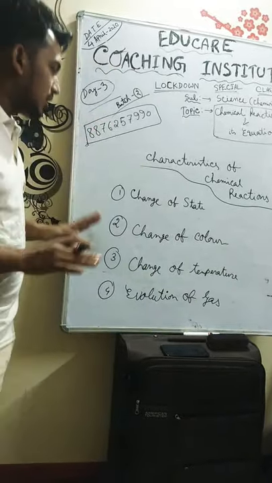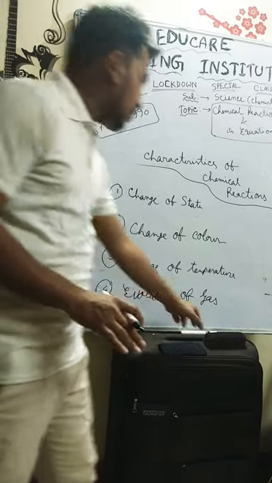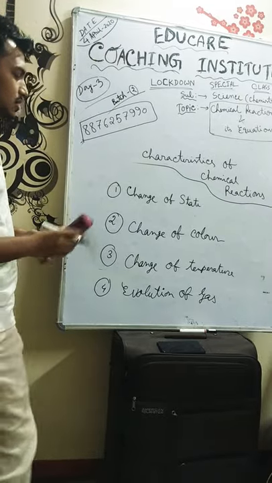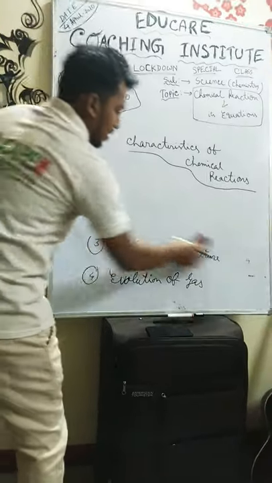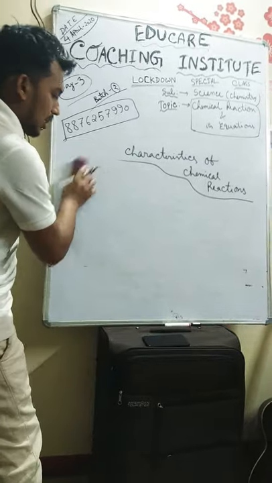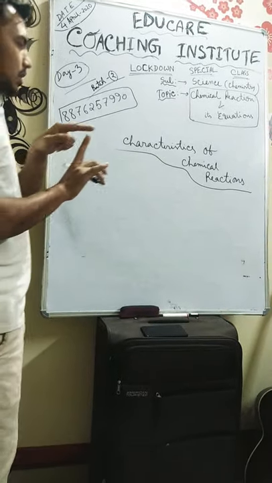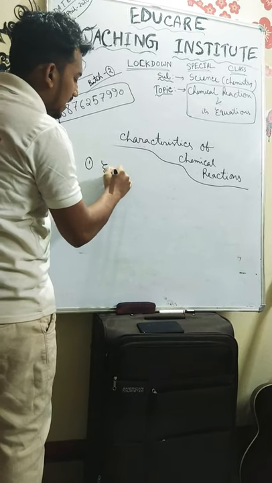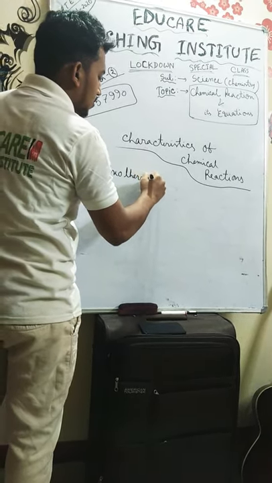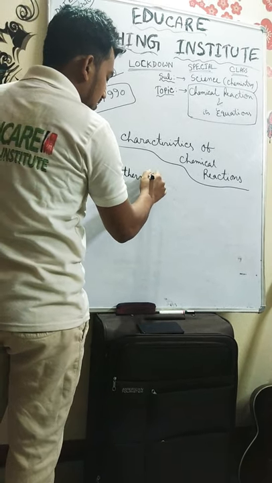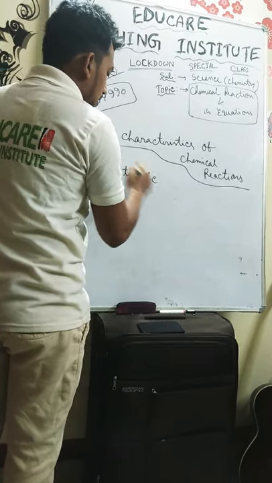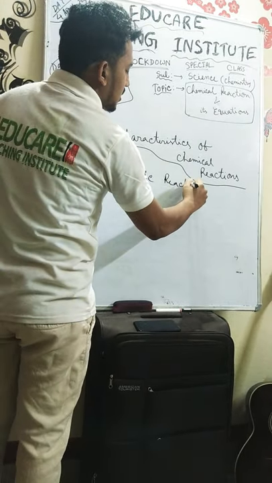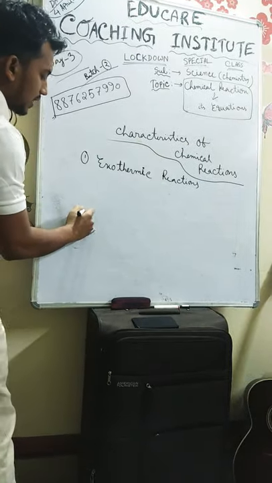These are the types of characteristics. Last thing is, now I am going to end the class by saying two types of reactions. I am giving an introduction of two types of reaction. One is exothermic reaction. These are the two types of reaction. There are different types of reactions in this chapter, we'll get to know.